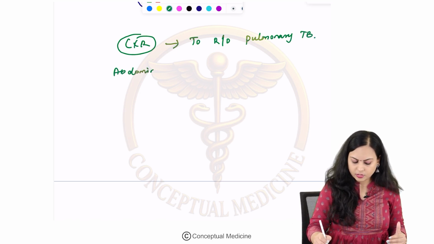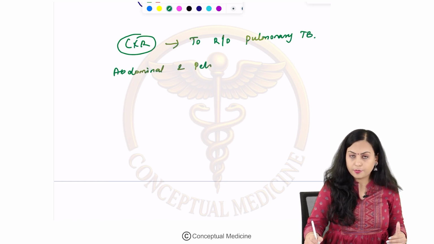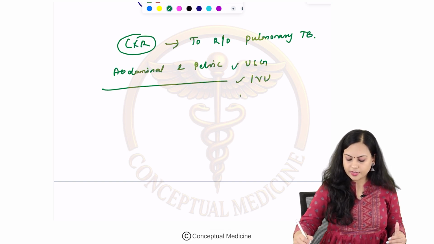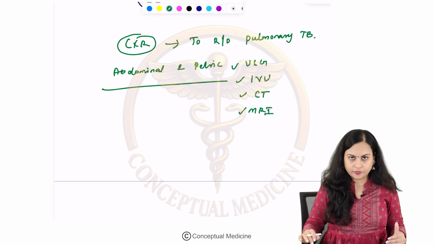Abdominal and pelvic ultrasonogram, IVU, that is intravenous ureterography, CT scan and MRI can also be done if needed.